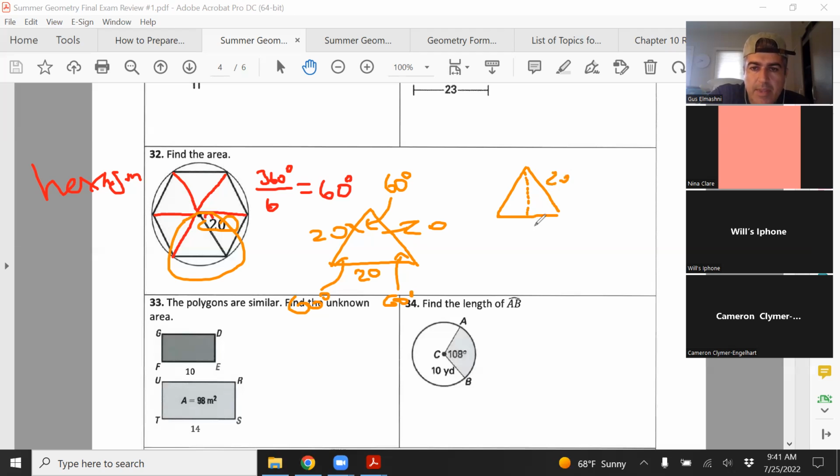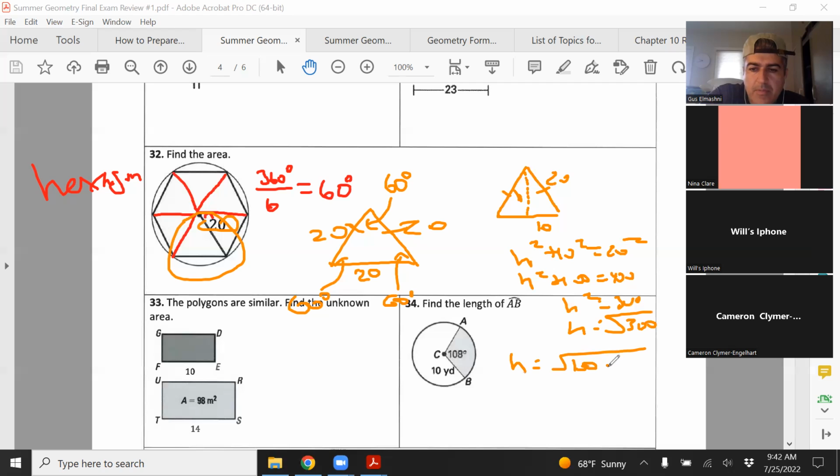If that's 20, that's clearly going to be 10 because remember, these are the same. And that's the height of the triangle. h squared plus 10 squared equals 20 squared. h squared plus 100 equals 400. h squared equals 300. h is root 300. And we could simplify that because that's 100 times 3. And root 100 I know is 10. So it's 10 root 3.